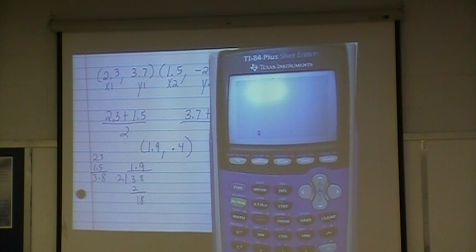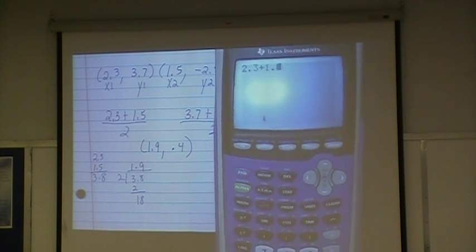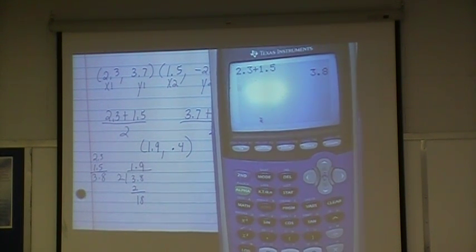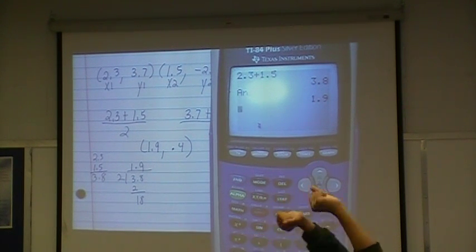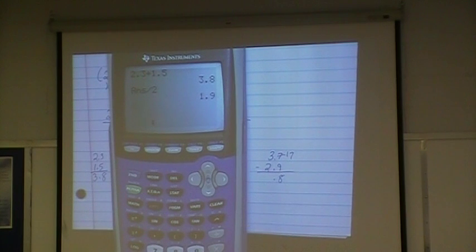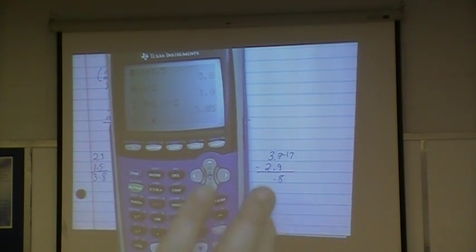So, if you use a calculator, let's say with this problem right here, you want to add 2.3 plus 1.5. You want to hit enter and tell your calculator, add this first. Then divide that by 2 and it'll give you the answer. If you try to put it all in there at one time, you're going to get a totally different answer. Okay, does everybody see that? So if you can use your calculator, you have to do it in 2 steps in your calculator.